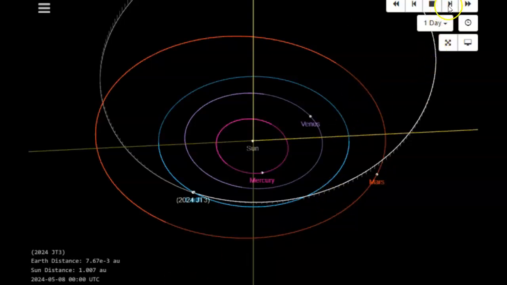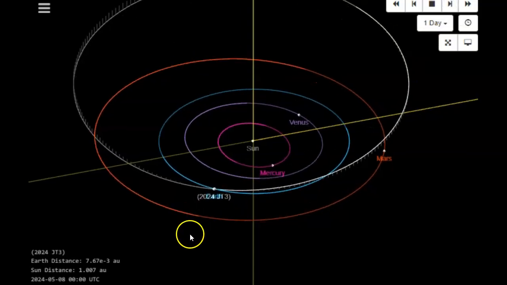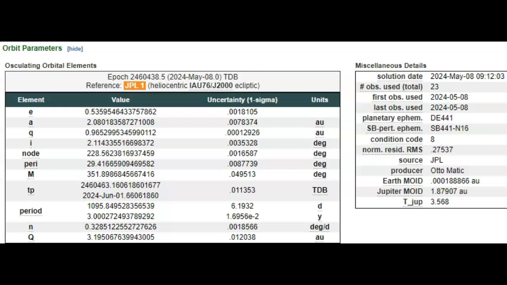Take a look at tomorrow here. Well, it actually is not functioning, but this was just put up by JPL. Again, 2024 JT3, 20 feet and moving about 11 kilometers per second. Let's get some additional information.